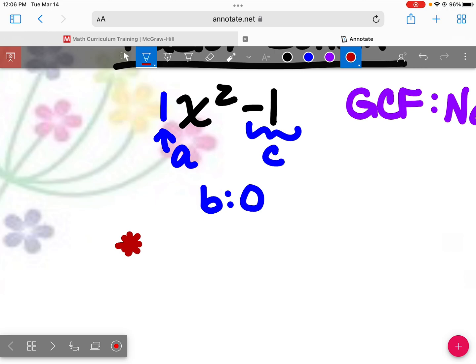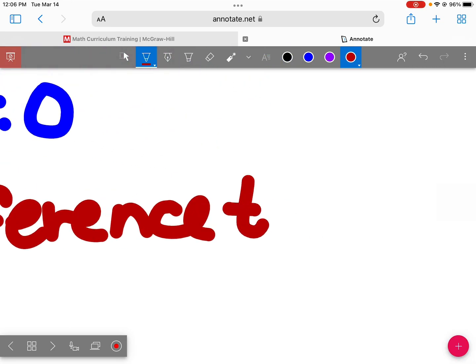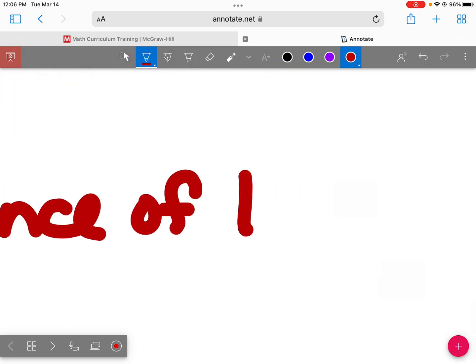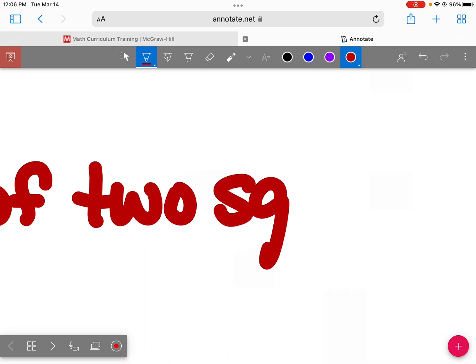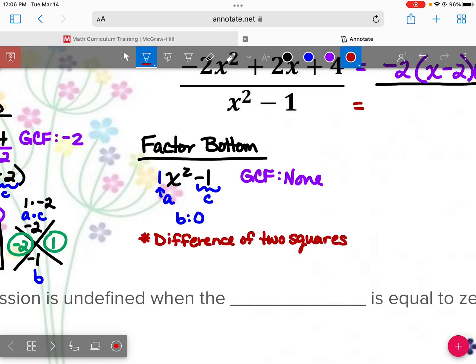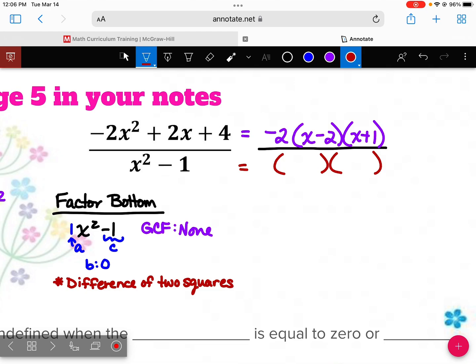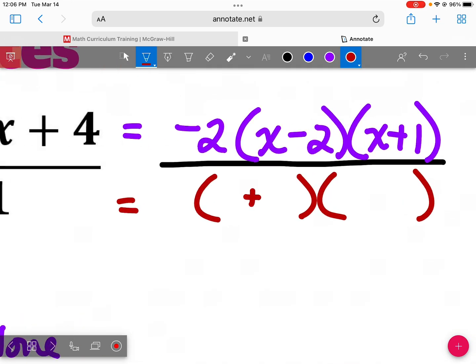Does anybody remember what we call it? Yes, difference of perfect squares or difference of two squares. When we factor a difference of two squares, how many factors will we get? 2. Always, always, always going to get 2. But what will be the only difference between those two factors? One will be a positive, one will be a negative.